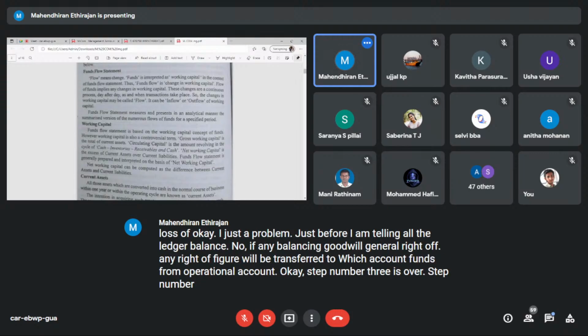Step number 4, preparation of funds from operation.